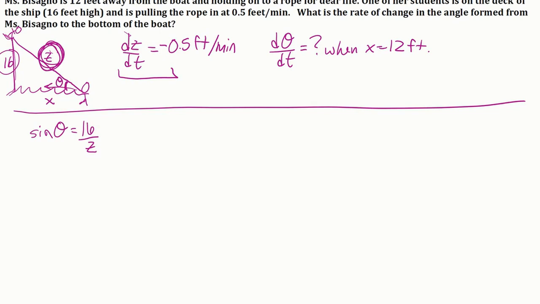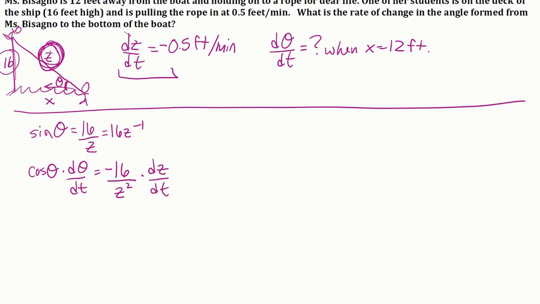And then when I take the derivative, sine theta is cosine theta times, don't forget to take the derivative of the variable with respect to time, d theta dt. And the derivative of 16, that's 16z to the negative 1, right? So that's negative 16z to the negative 2 times dz dt. We have to take the derivative with respect to time.